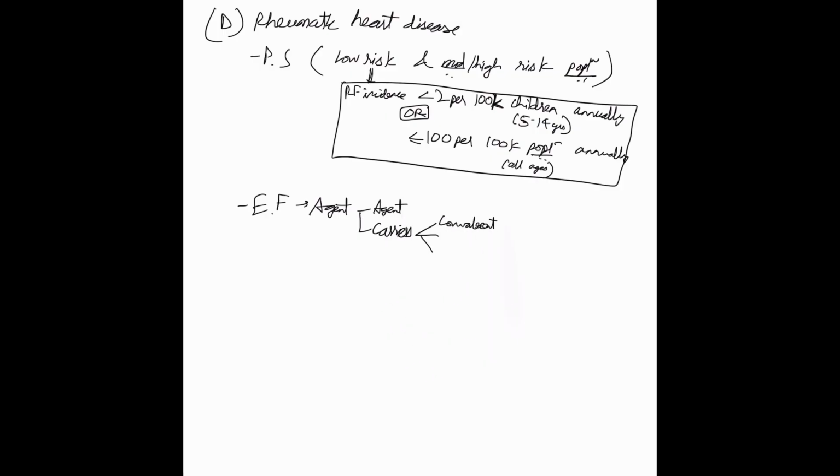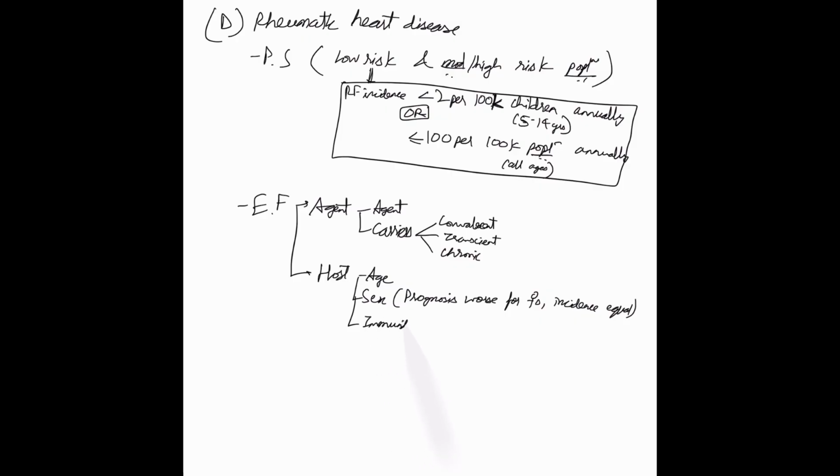So we need to see the agent and the carriers of rheumatic heart disease, that's convalescent, transient, and chronic. Host factors involve age, the peak incidence is 5 to 14 years of age. The prognosis is worse for females, and the incidence is equal across both genders. And then immunity, socioeconomic status, and high risk groups.